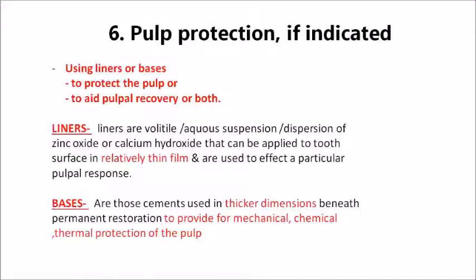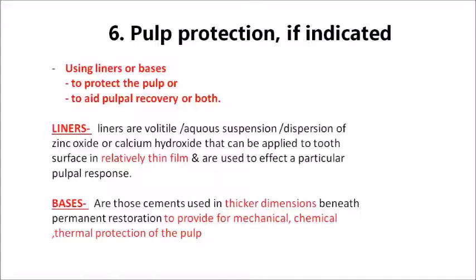So we are placing a liner or a material over the pulp surface, where it can protect the pulp from any kind of leaching of the material or any harm to the pulp. That can be prevented by placing this relatively thin film of the liner.